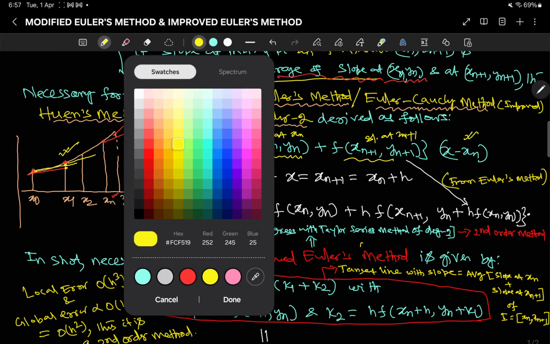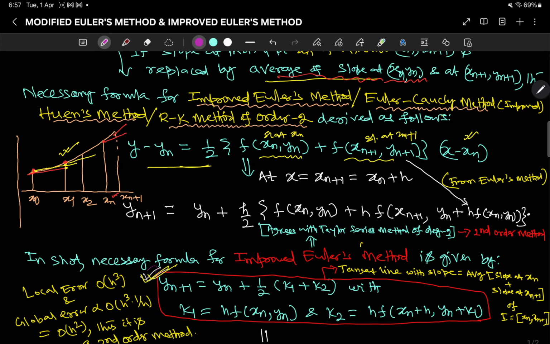Here yn plus 1 is equal to yn plus k1 plus k2 divided by 2, where k1 is this and k2 is this. Okay, I will show you the derivation. So here the tangent line with slope is nothing but the average of the slope at the end points of the interval.